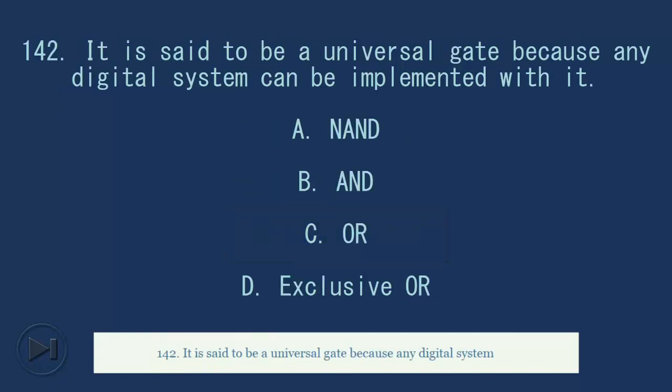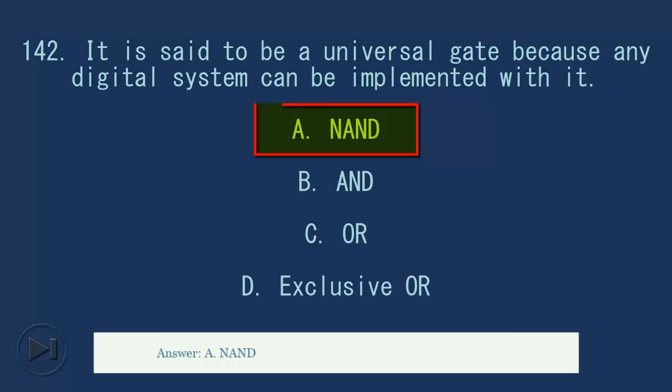142. It is said to be a universal gate because any digital system can be implemented with it. A. NAND, B. NOR, C. OR, D. Exclusive OR. Answer: A. NAND.